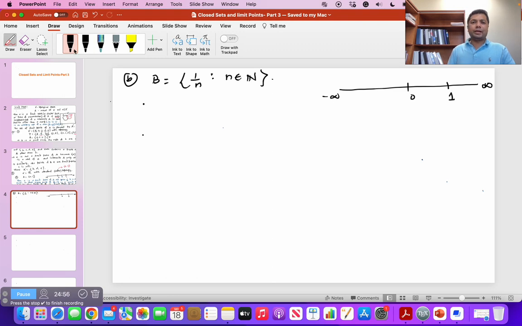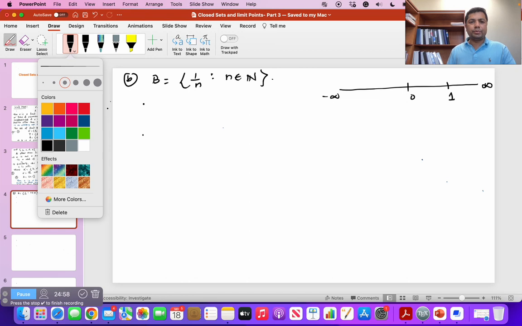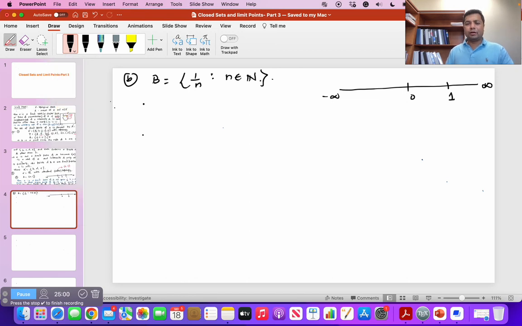So our subset B is the set of reciprocals of natural numbers. That means if we take the reciprocal of 1, it's going to be 1, the reciprocal of 2 is going to be 1/2, the reciprocal of 3 is going to be 1/3, and then you keep going, and you're going to be very close to 0.